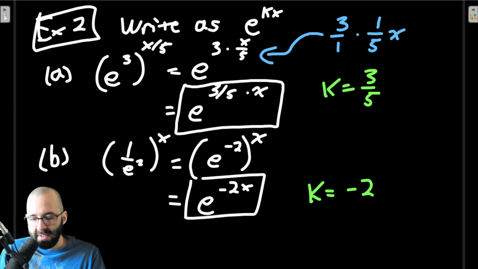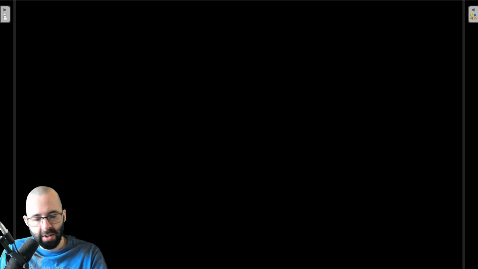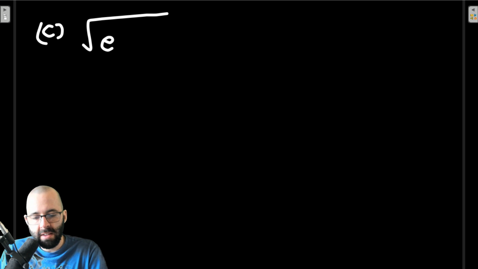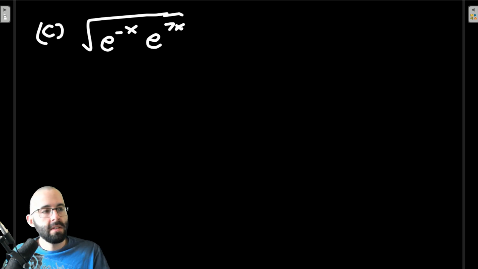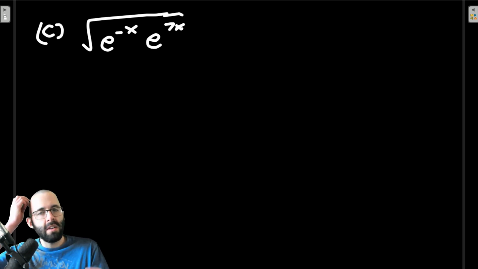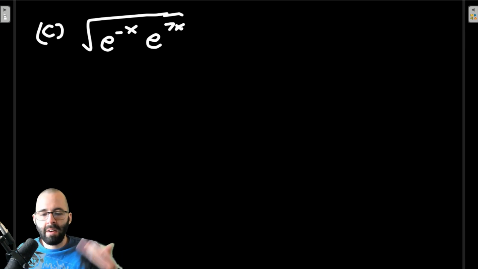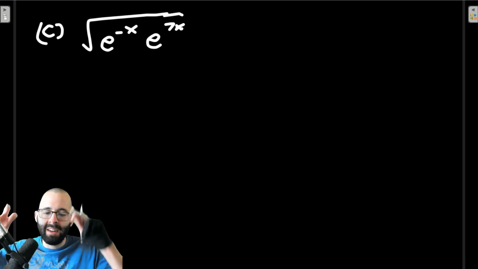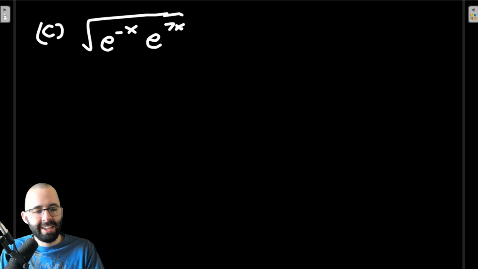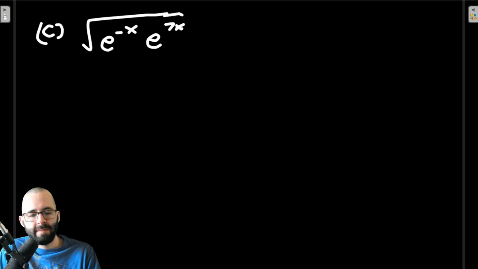All right, let's do another one. Part C. We'll do it on the next page. Why not? Part C is going to be the square root of e to the negative x times e to the 7x. And again, there's a lot going on in this one and a lot of ways that you can start. And you're not really going to know the best way to start until you've done more of these, all right? But even if you choose a bad way, you'll still get to the right place eventually. It may just look a little messier.